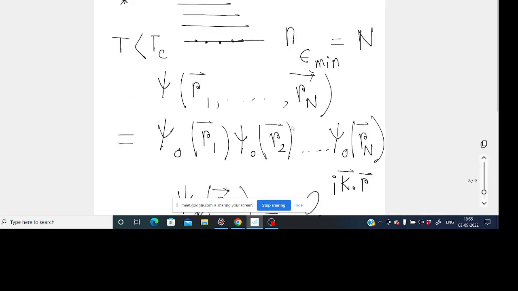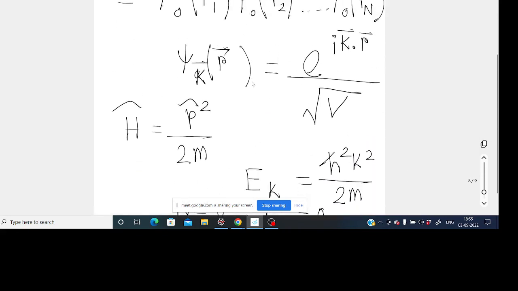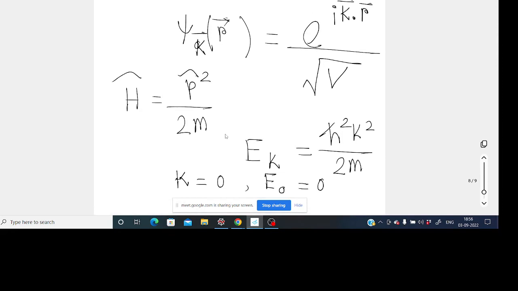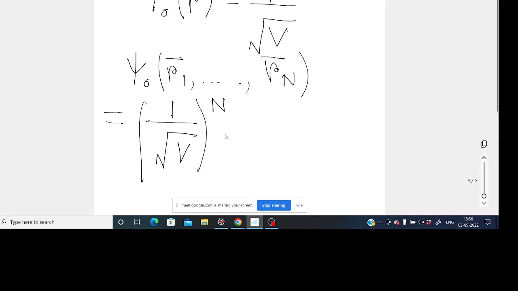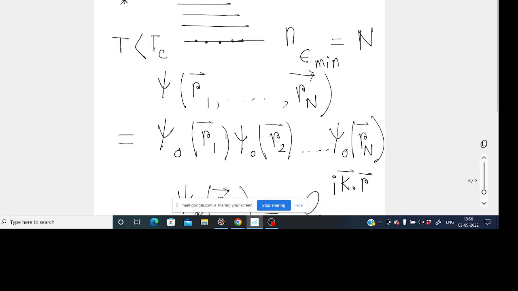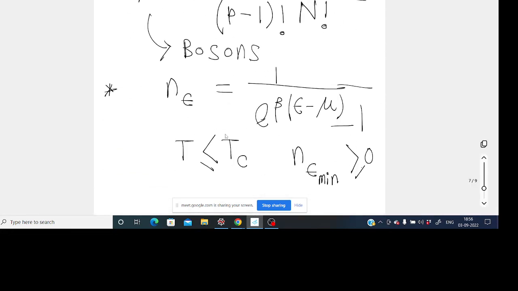No, sir, there is no potential. The Hamiltonian is given by p square by 2m. There is no potential. See, here V is the volume. If you consider a cubic system, then V is L cube, right? Yes, you are considering a three-dimensional system. So, when this Bose-Einstein condensation occurs, at the minimum energy level the occupation number is greater than or equal to zero. From this condition, we have found that mu is less than or equal to E minimum, as I have shown in the solution of this question.